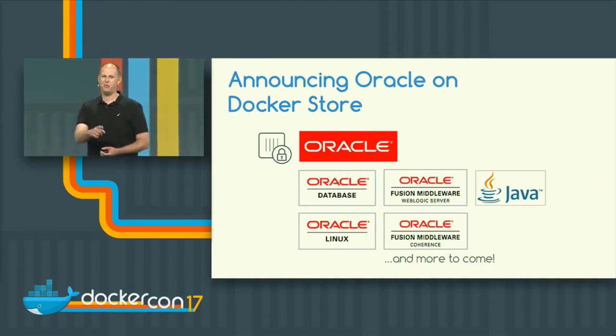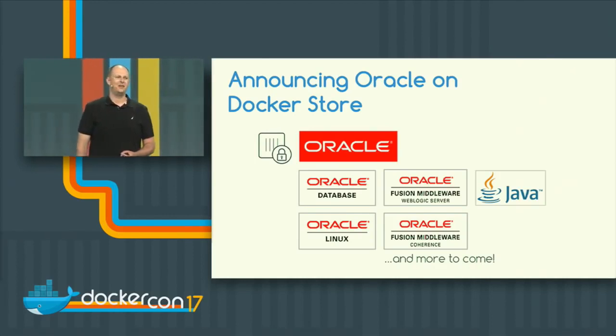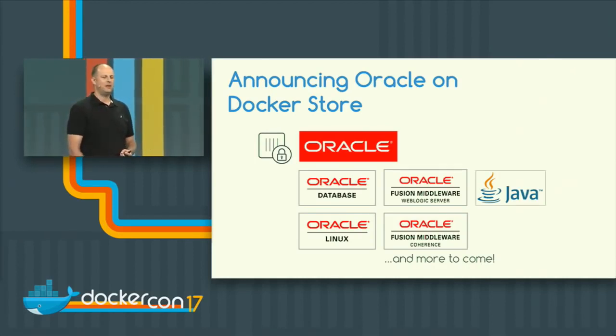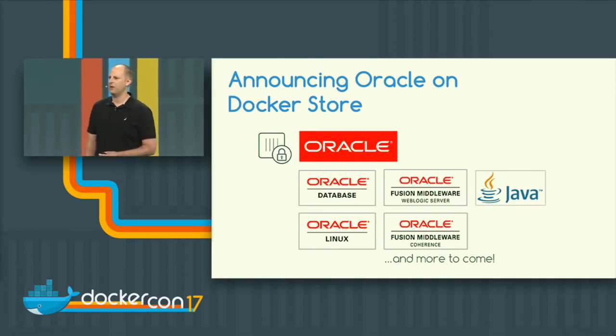Second, we've made that awesome. I got one more. I got two more. All that software is available inside the Docker store. What does that mean for you? That means you can get it in the place you expect to get it from Docker. You can get it and use it the way you expect to use it, using standard Docker run, standard Docker pull commands.